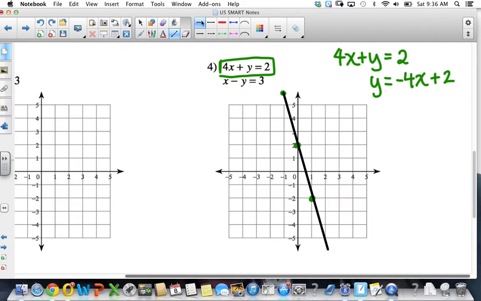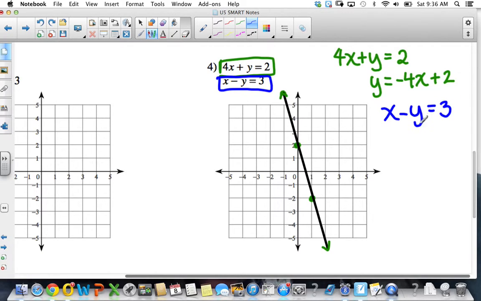And you guys know that you should have arrows on the end of those. So that is the equation of the line, y equals negative 4x plus 2. I'm going to use a different color for the second line. And again, I'm going to solve this for y. Well, y has to be positive, so instead of moving the x over and then switching all the signs, I'm going to move y to the right and 3 to the left.